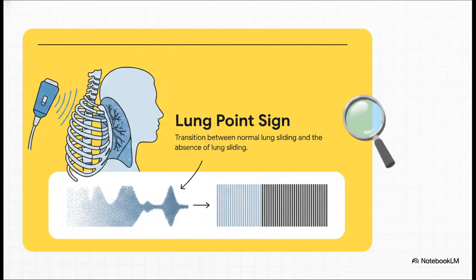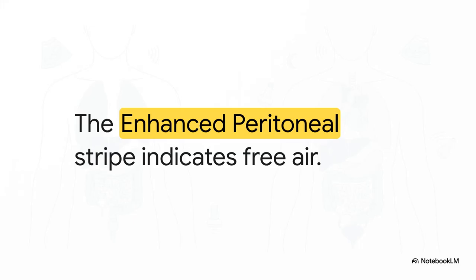And here is the absolute gold standard for diagnosis. As you slide the probe across the patient's chest, if you can locate the exact geographical spot, the lung point sign, where the sandy seashore immediately snaps into a rigid barcode, you found the literal edge of the collapsed lung. Seeing this transition rules in a pneumothorax with 100% certainty. No guessing required.